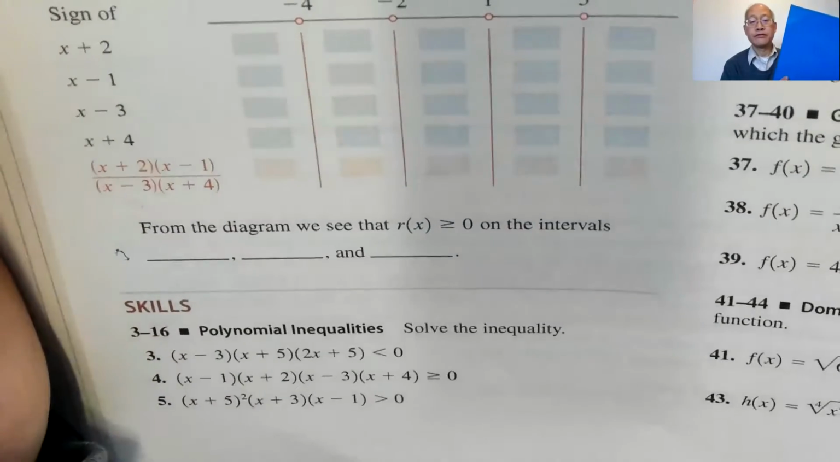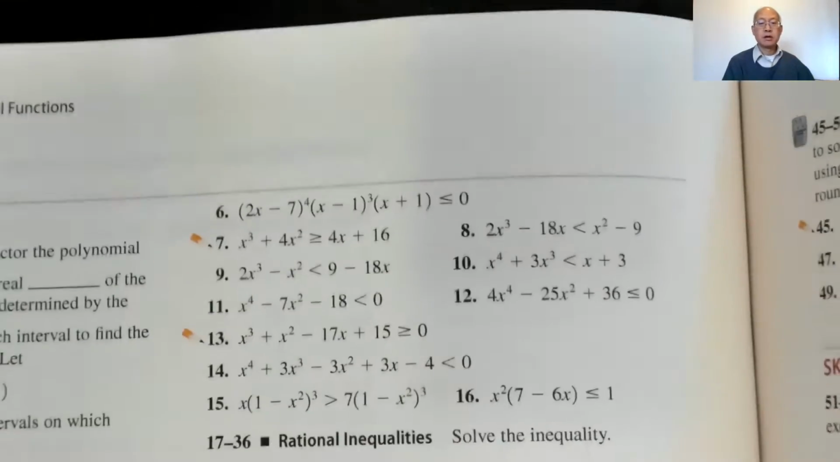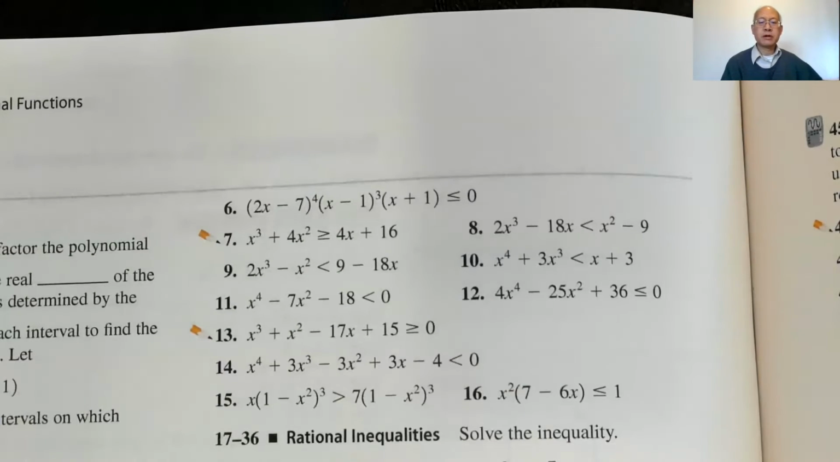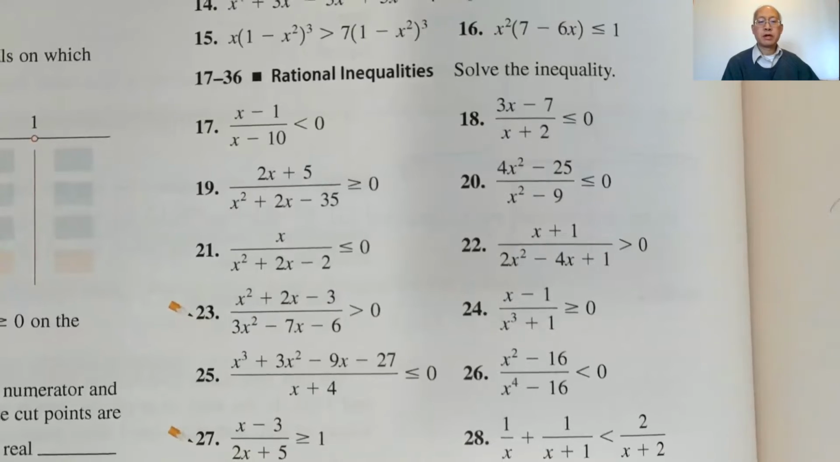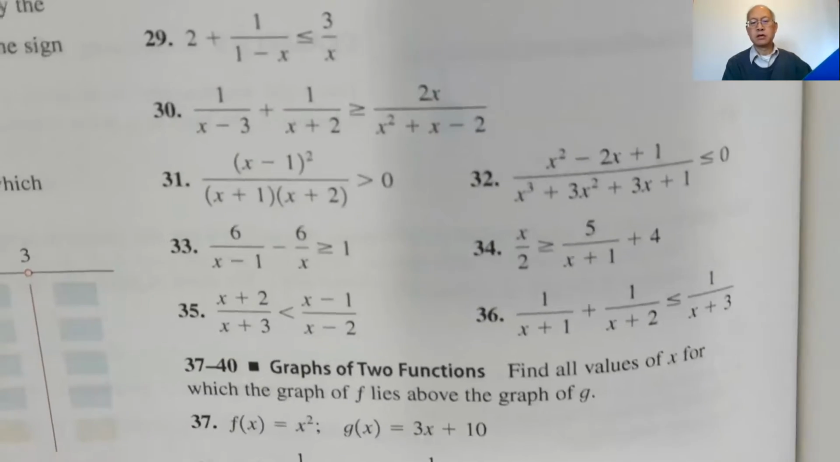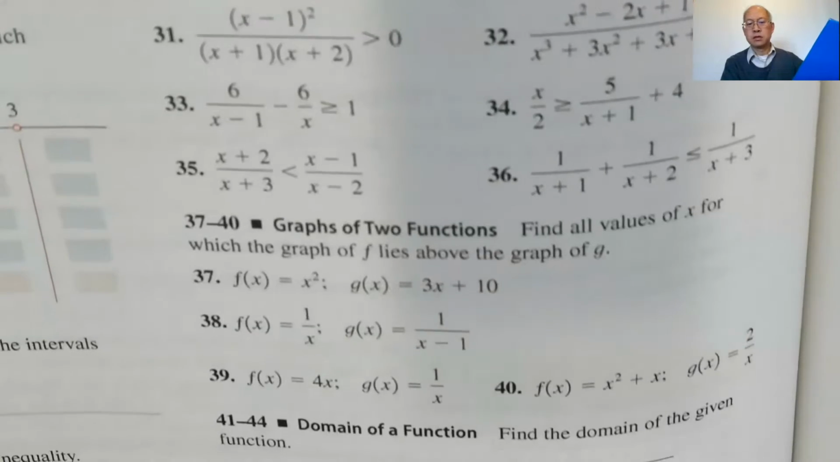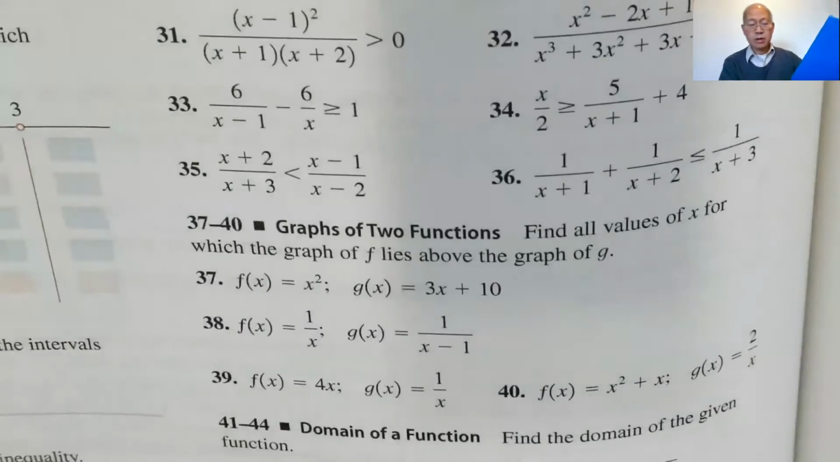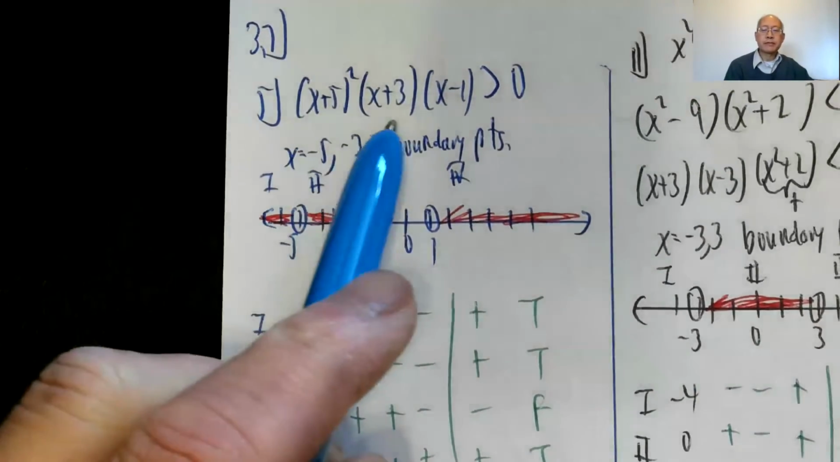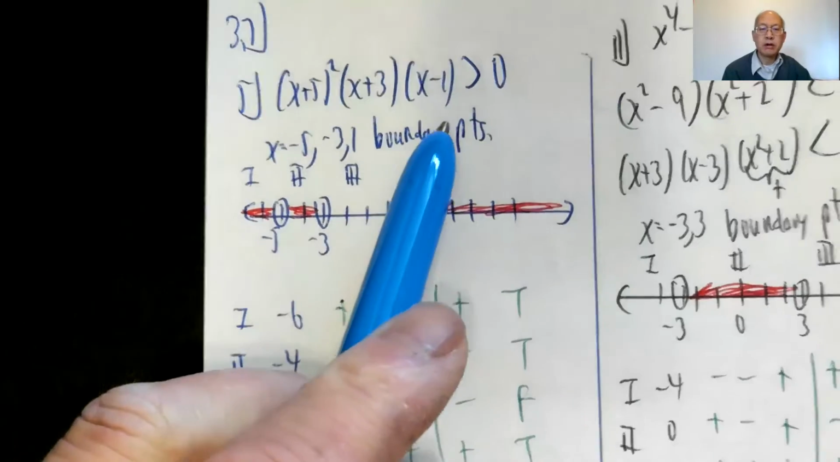So there's 3 and 5. It looks like we've got a polynomial in general, less than, equal to, or less than, greater than, or greater than, equal to. And then we have some fractions where we're doing the same thing. All right, so number 5, (x plus 5) squared, (x plus 3), (x minus 1) greater than 0.